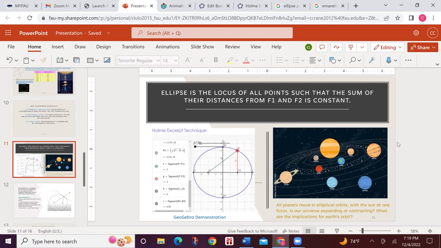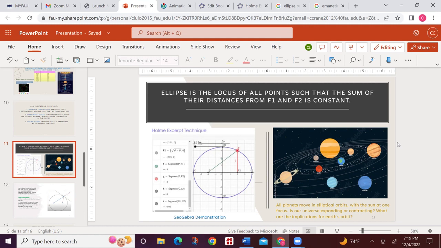Now, one thing that I've been thinking about when I started this project, doing some research, and I wonder, because I know that there are a couple of theories about the universe. Is it expanding or contracting? If the universe is expanding or contracting, what are the implications for Earth's orbit?